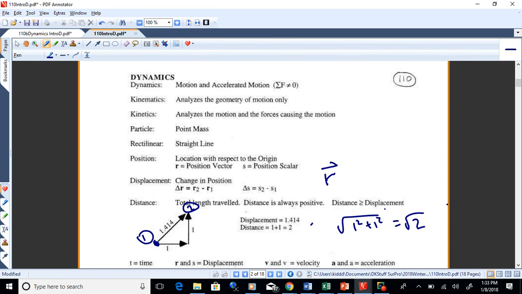But of course, being as I'm an engineer, I'd never write down an answer like the square root of 2, because I know that a machinist wouldn't like that at all. So I'll give them a decimal. That would be 1.414. So that's the difference between displacement and distance. They mean different things. They're related things, but they're different. We good with that?